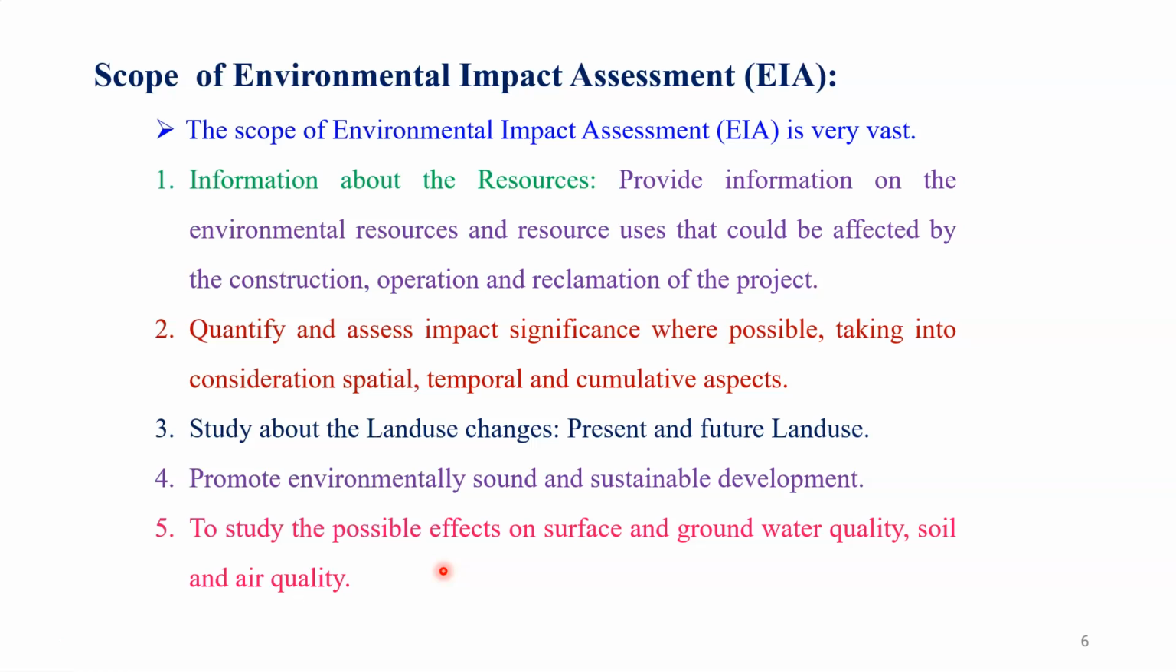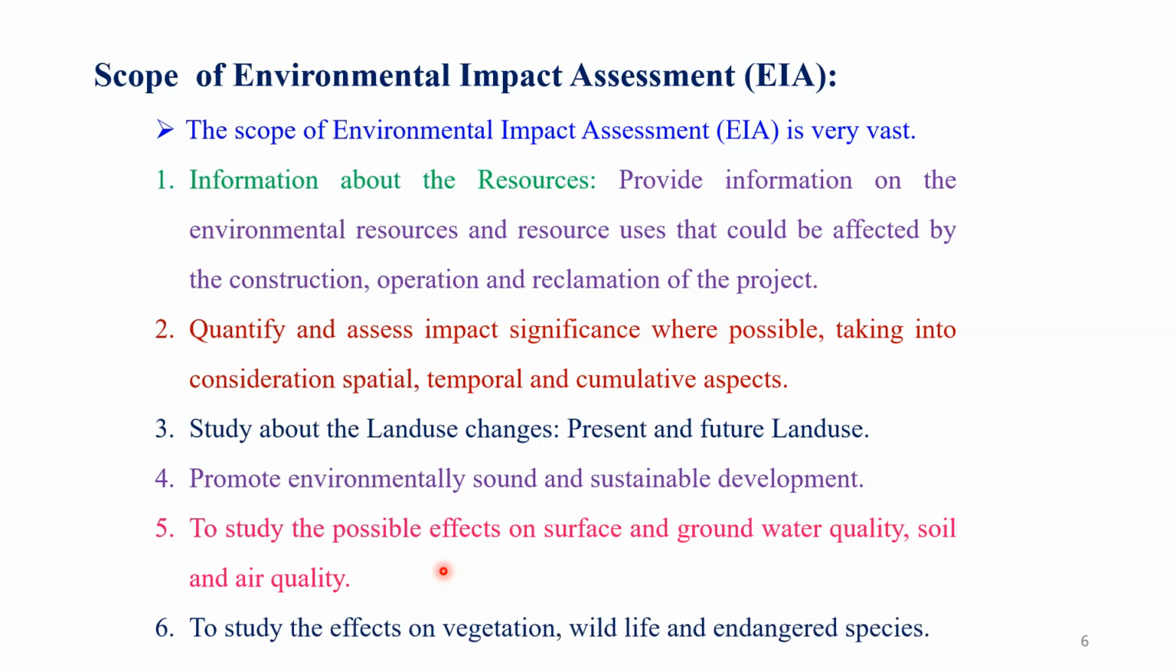So therefore, in this process, we always study whether there is any side effect or negative effect that we observe on the surface water, groundwater quality, and the soil and air quality. So that is a very important part during the process of the environmental impact assessment.